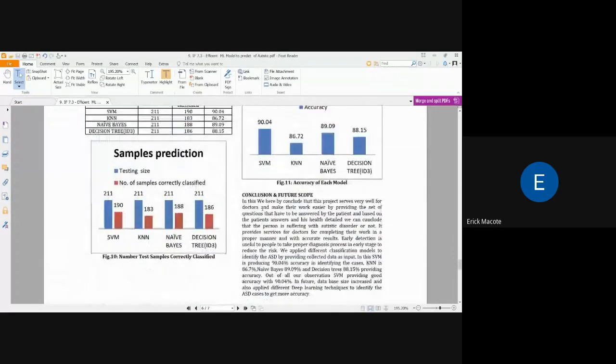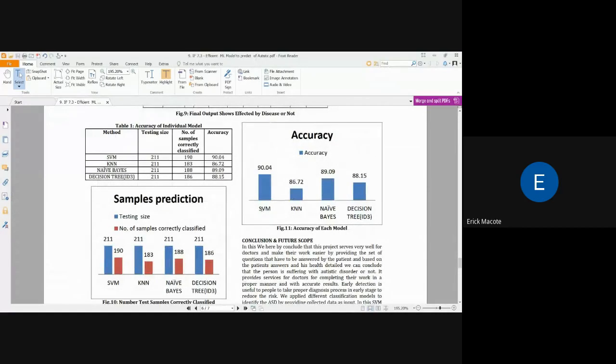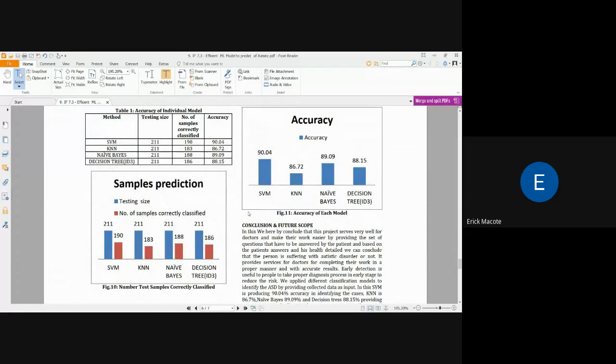Seventy percent of the data was used for training purposes, which means 493 data samples are given to the supervised learning model to learn from.